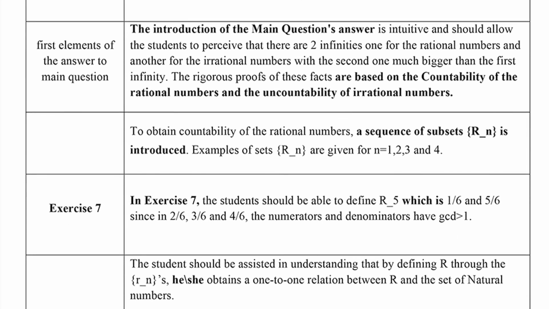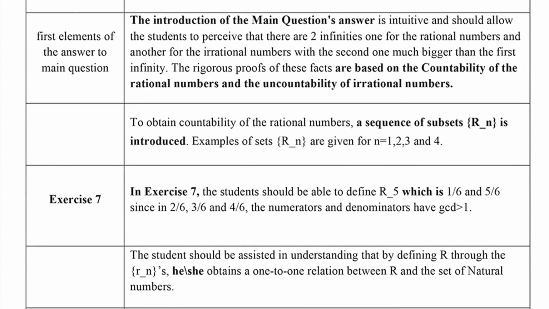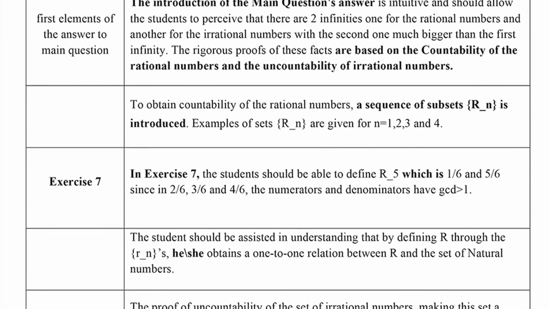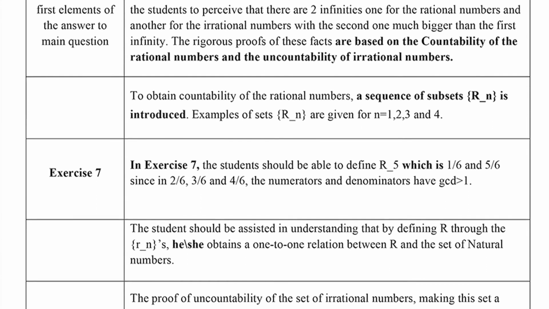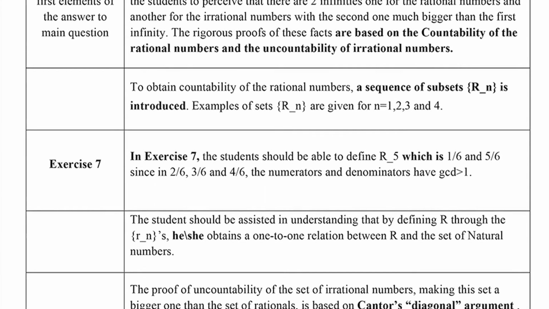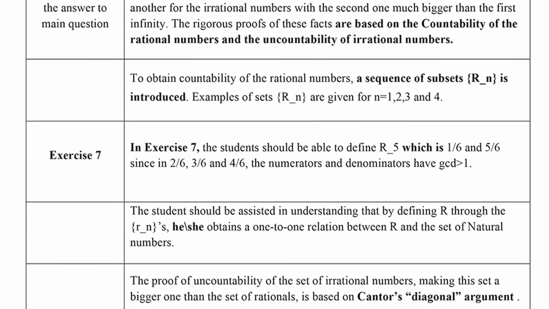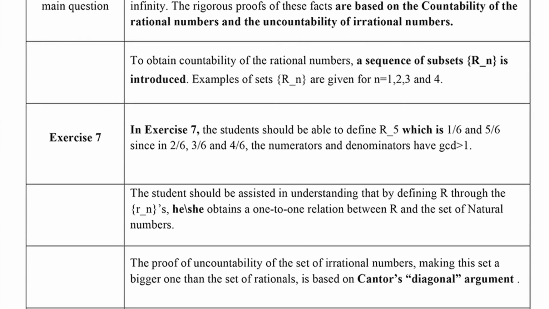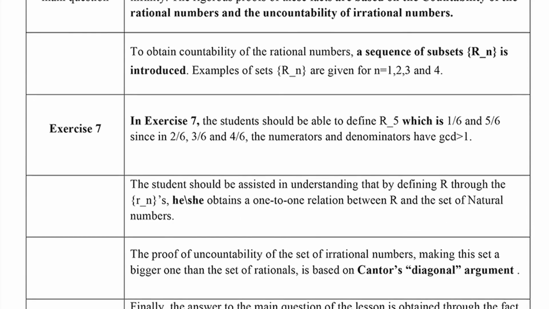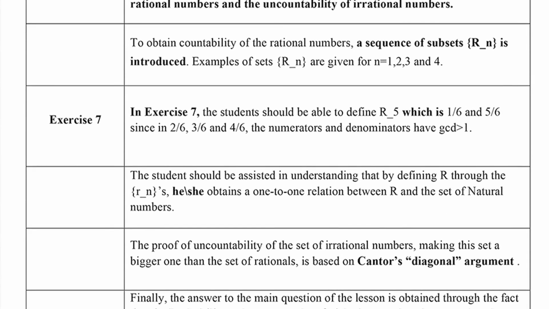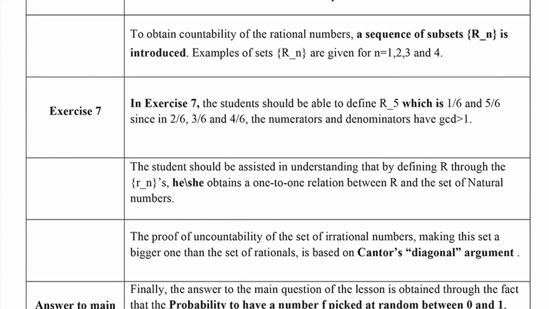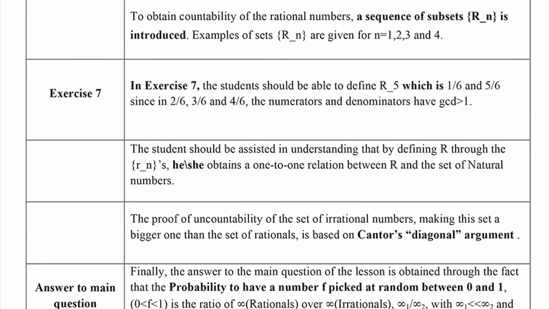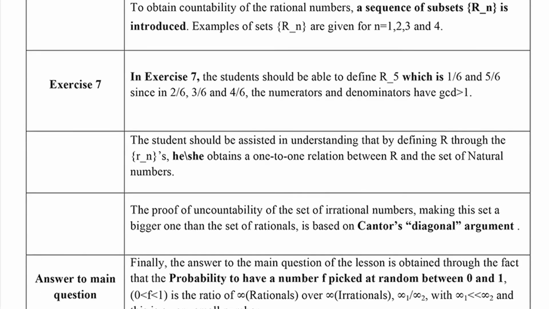In exercise 7, the students should be able to find R5, which is 1 over 6 and 5 over 6, since in 2 over 6, 3 over 6, and 4 over 6, the numerators and the denominators have GCD greater than 1. The students should be assisted in understanding that by defining R through the Rn's, he/she obtains a one-to-one relation between R and the set of natural numbers.